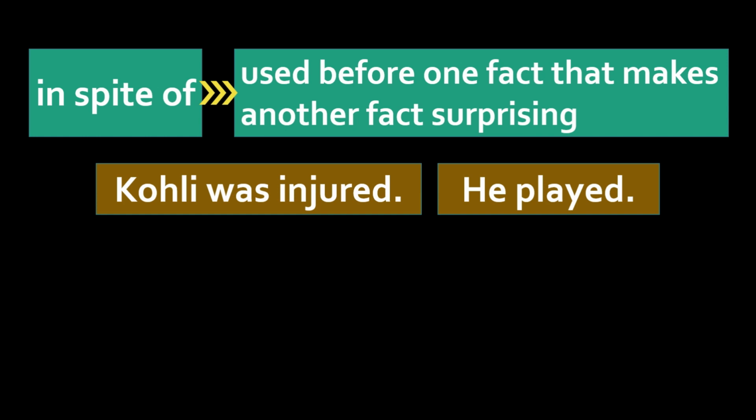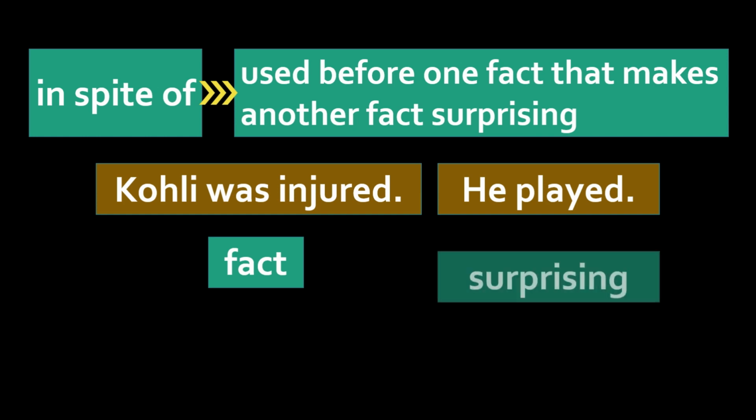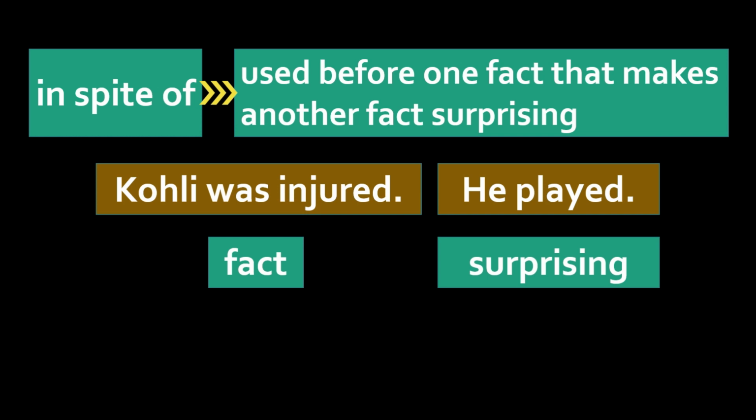Kohli was injured. He played. Now, the first fact is Kohli was injured. And the second fact is he played. But the first fact should not allow the second fact to happen. But see here, he played, it happened. So it is surprising for us. Actually, this fact that Kohli was injured should not allow this fact, but it happened. So Kohli was injured, he played.